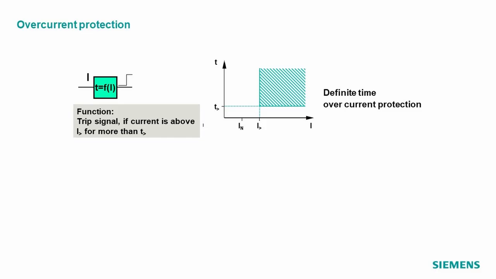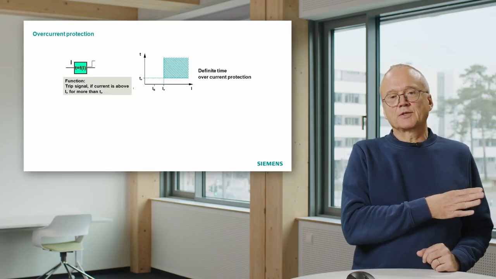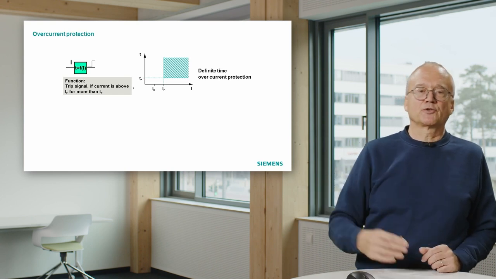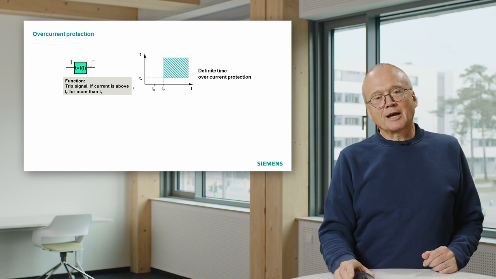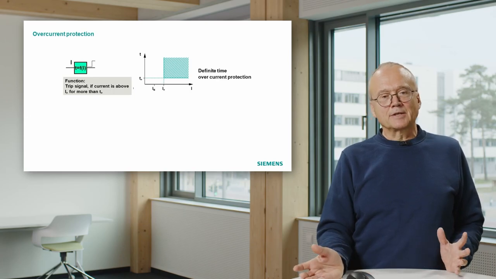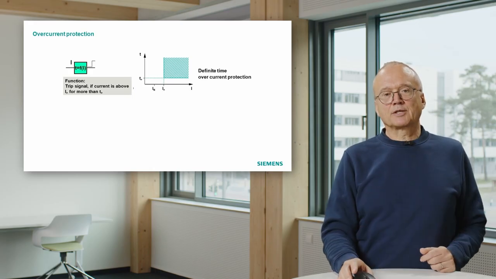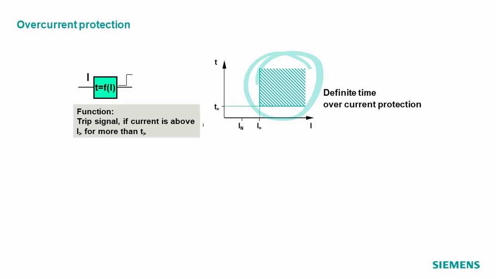That means this characteristic has basically two setting values. One is the current setting and one is the timer setting. The current setting is derived from the considerations I did on the previous slide. Above maximum load current plus a certain security margin. The timer setting comes from the selectivity considerations we will discuss later on. This type of protection with this defined time as soon as we are above a limit is called definite time overcurrent protection.